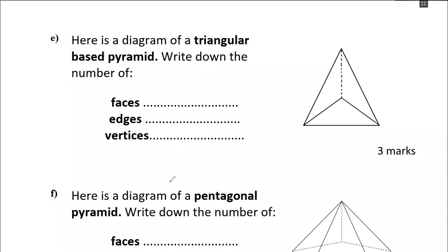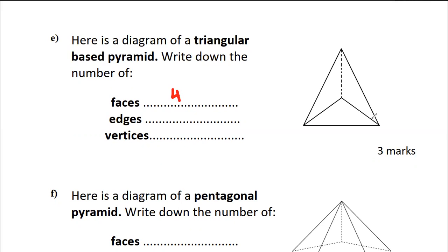Moving to part E of the question, it says, here is a diagram of a triangular base pyramid. Write down the number of faces, edges, and vertices. Right, how many faces does it have? I can see it has a face in the base, which is a triangle, that's why it's called a triangular base pyramid. And then it has 3 other triangles as well. So altogether 4 faces.